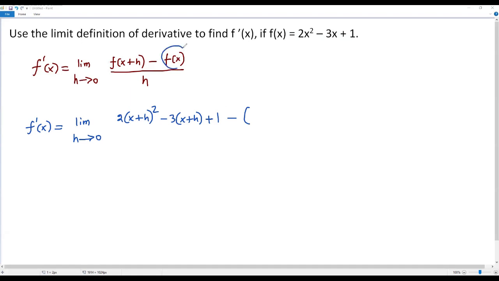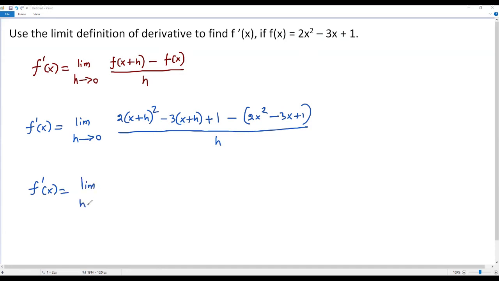Now we have to write the stuff for f of x, that is the given function. So for f of x we have 2x squared negative 3x positive 1, so that we can plug in for this f of x. Then we get 2x squared negative 3x positive 1. I use parentheses because we have a negative sign for f of x. So this negative sign is applicable to the complete stuff we have for this f of x. Okay, so now the entire stuff has to be divided by h. So f prime of x equals limit h tends to 0.